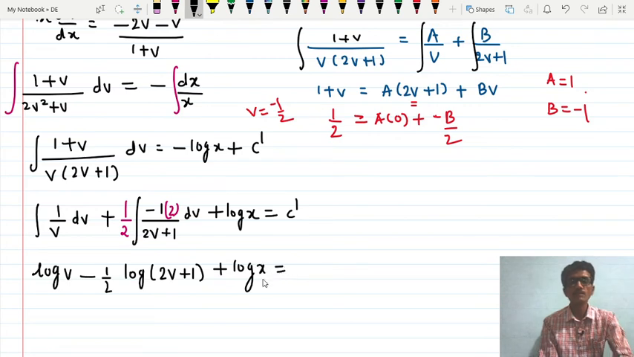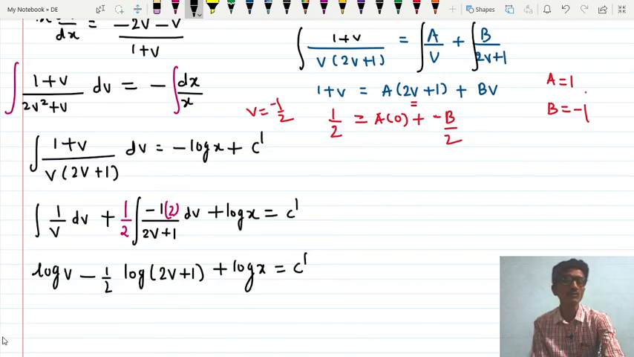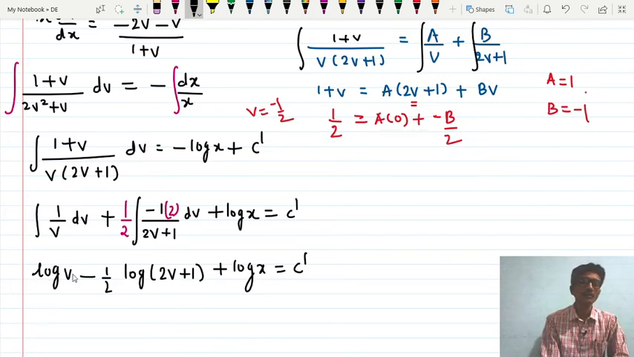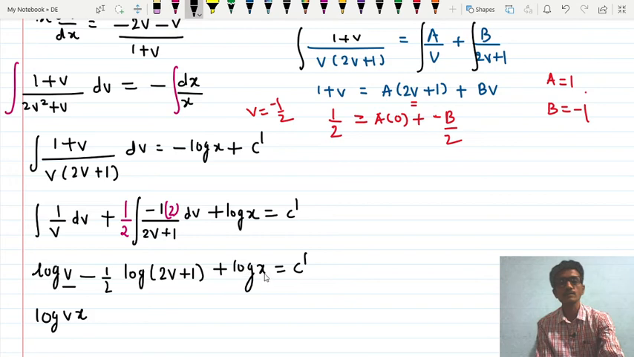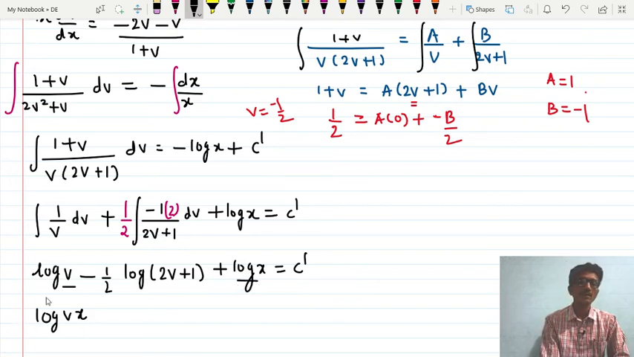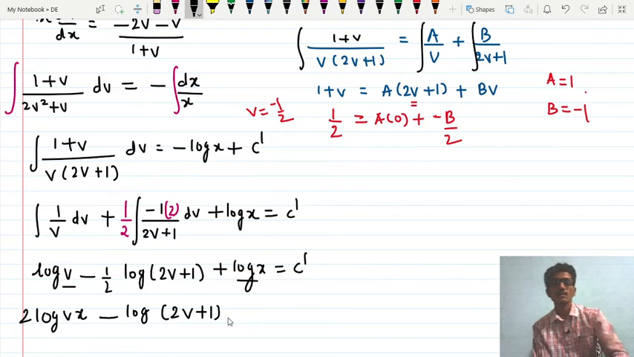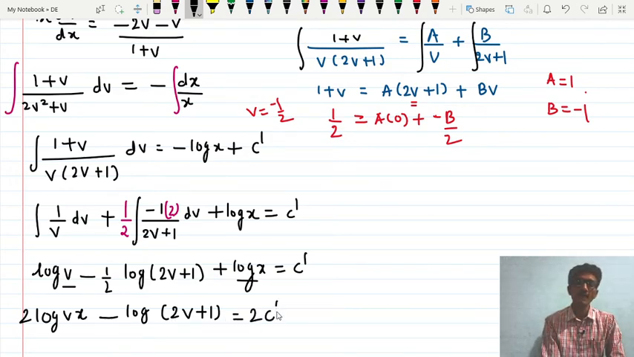and this c dash. The third equation we will multiply by 2, so we will be getting here 2 log v plus 2 log x. You can write log v and log x as log vx, and this multiplied by 2, so it is 2 log vx minus log of 2v plus 1, and it is equal to 2c dash.